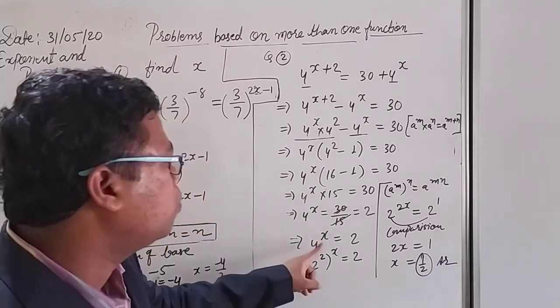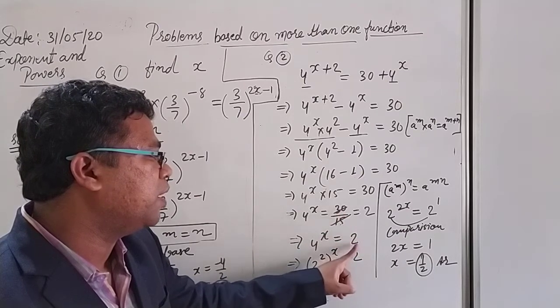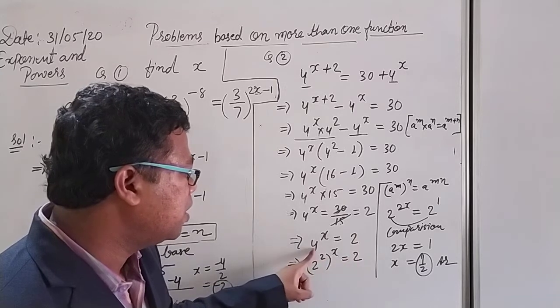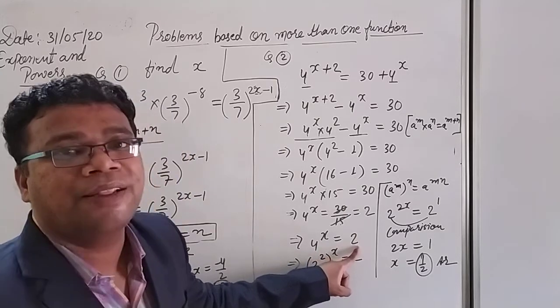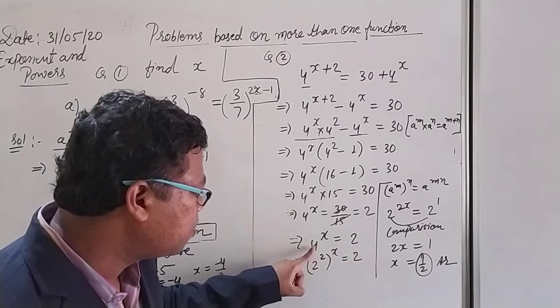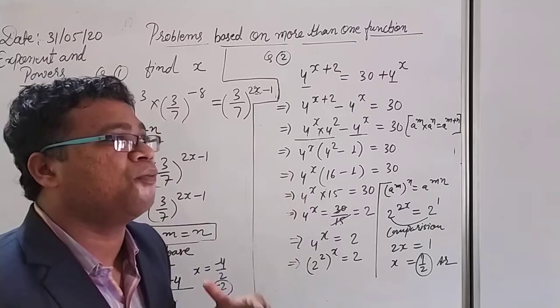So see, right now 4 to the power x is equal to 30 upon 15, and it is giving me 2. Right now again I will see this is the 4 and this is the 2. Again the bases are not equal. So what is my next step? I will convert this 4 into the base of 2.